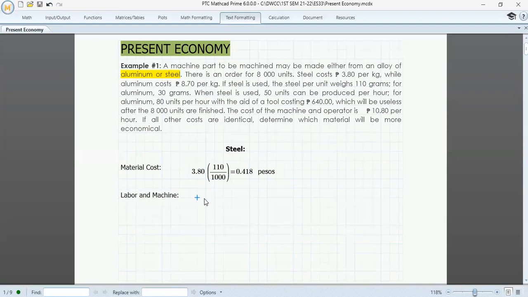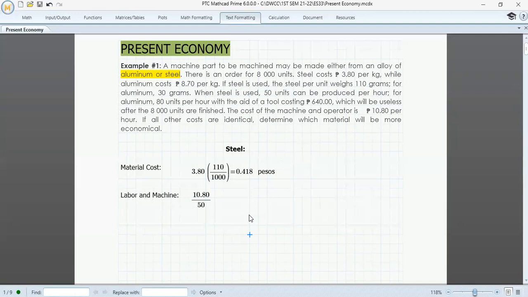So dito, we have 10.80. Magkano yung gagastusin natin? 10.80 tama per hour. We have 10.80. Si 10.80, i-divide ko by 50. Ma'am, bakit mo dinivide by 50? Kasi sabi dito, kapag daw si steel ang ginamit natin, makakapag-produce tayo ng 50 units kada oras. Gusto ko munang malaman kung magkano ba ang magagastos natin kada piraso.